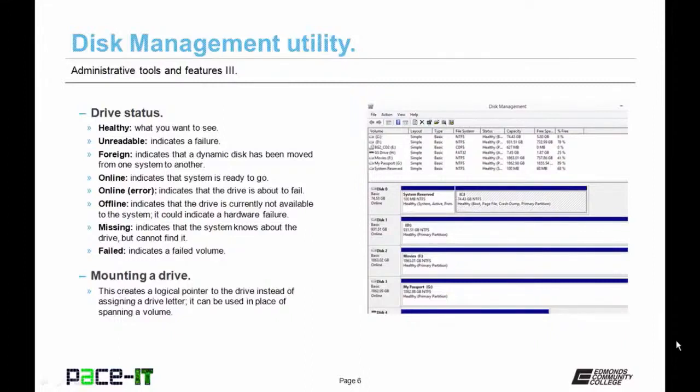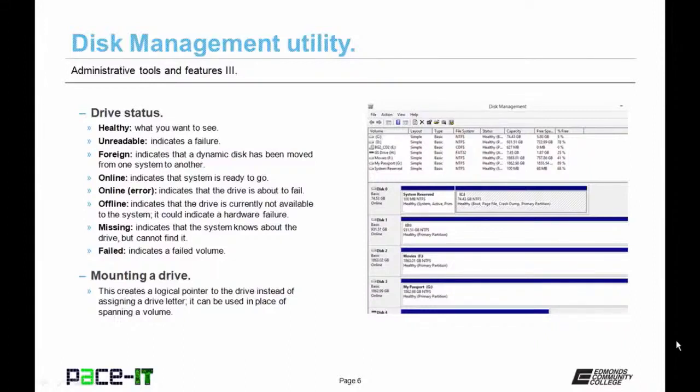If the status is offline, that means that the drive is currently not available to the system, and it could indicate a hardware failure. A status of missing means that the system knows about the hard drive, but can't find it. The last status, failed, is pretty self-explanatory.